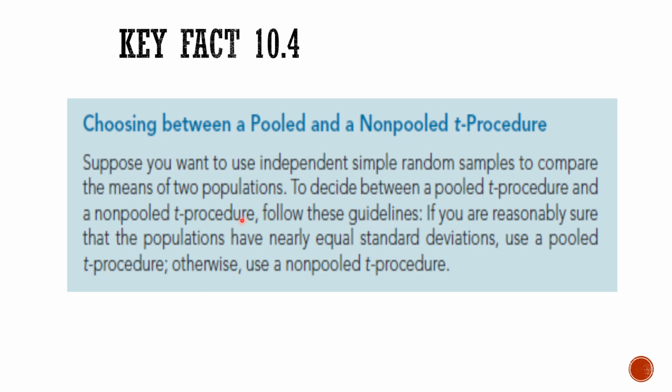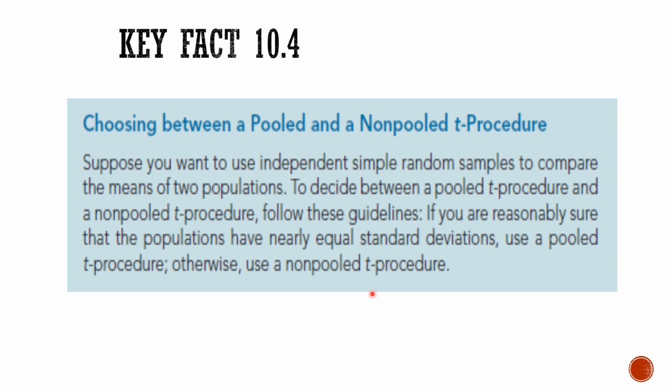Now, choosing between a pooled and a non-pooled t procedure. It says here, suppose you want to use independent simple random samples to compare the means of two populations. To decide between a pooled t procedure and a non-pooled t procedure, follow these guidelines. If you're reasonably sure that the populations have nearly equal standard deviations, use a pooled t procedure. Otherwise, use a non-pooled t procedure, because the non-pooled t procedure can be used whether the standard deviations are close or widely different.